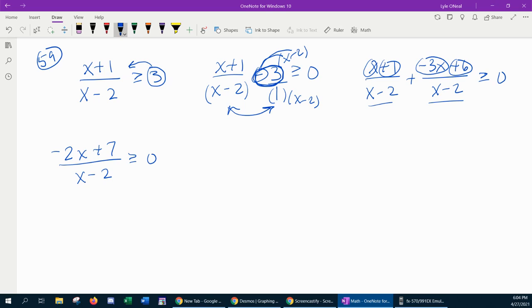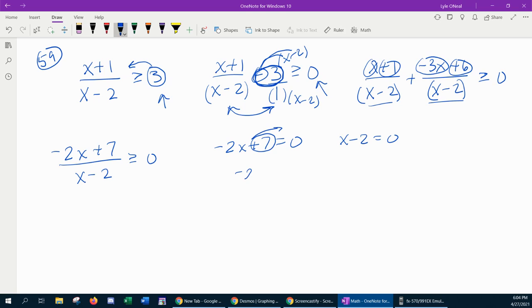So do you see it's a little bit more involved when one of the sides is not 0? You have to make it 0 and then get a common denominator to get your fractions into a single fraction. That is absolutely necessary. Then you can set the numerator and the denominator equal to 0 to find your critical points. So negative 2x plus 7 equal to 0 and x minus 2 equal to 0. We're going to get 2 critical points.